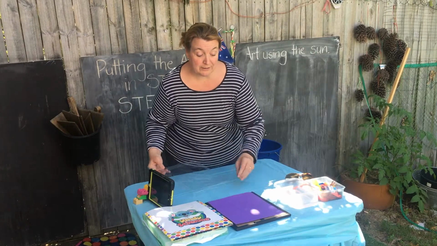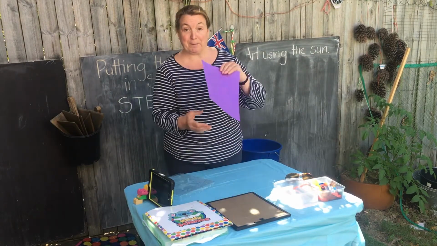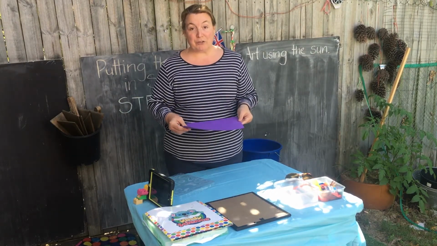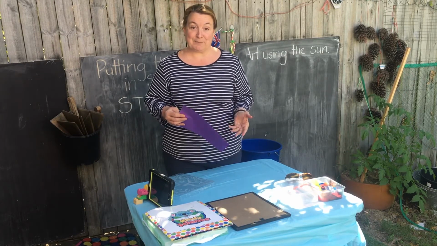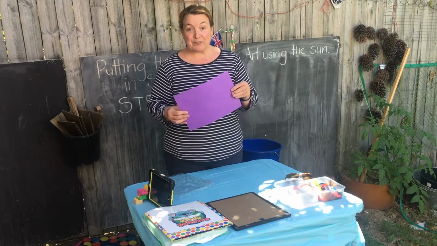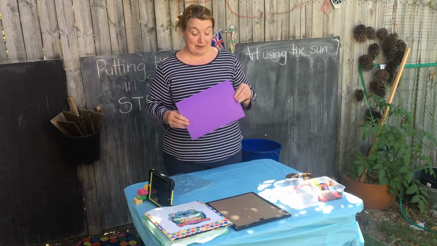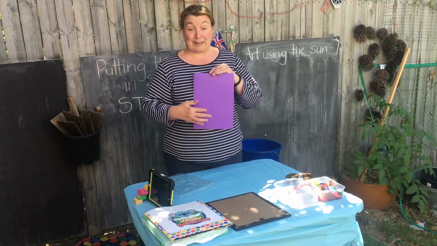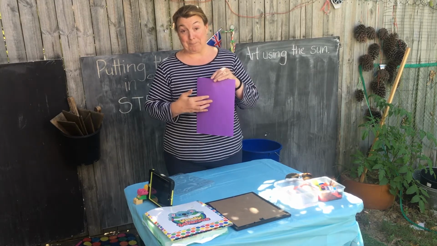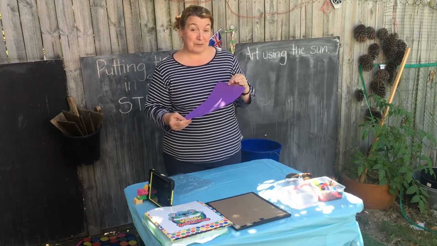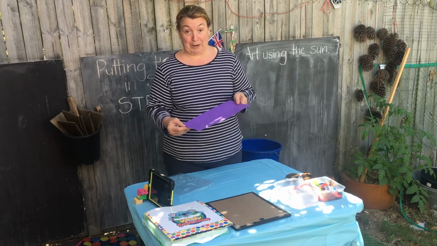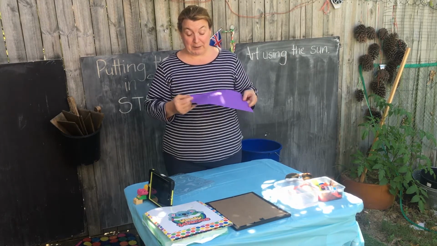What I've got here is just a piece of paper. Now we all know that if we keep a piece of paper out in the sun for a while, it starts to fade. The light of the sun and the radiant heat of the sun starts to degrade the chemicals in the dye of the paper. So we're going to do a photogram, or something similar to a photogram, using this piece of paper.